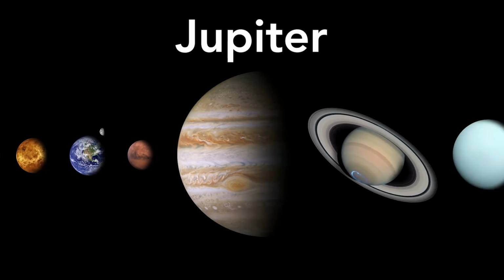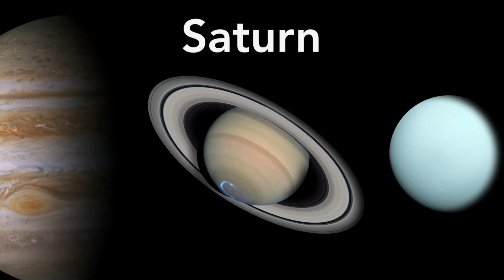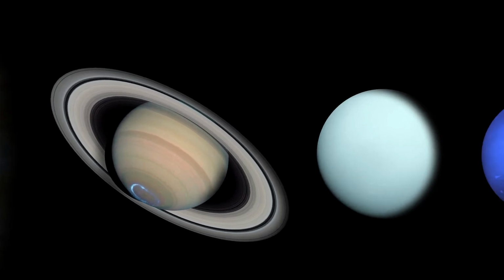Jupiter. This is the gas giant, and they have hurricane storms. Saturn has 82 moons and rings around the planet.